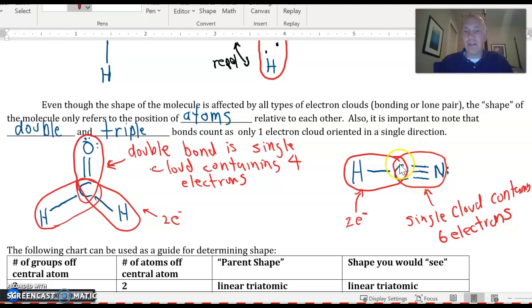And this cloud would want to repel this cloud right here. And the only difference is that this cloud right here only contains 2 electrons. All right, so that's actually a common mistake that people make when they're doing this, is they consider something like this to be 3 separate clouds when it's only considered 1 cloud.